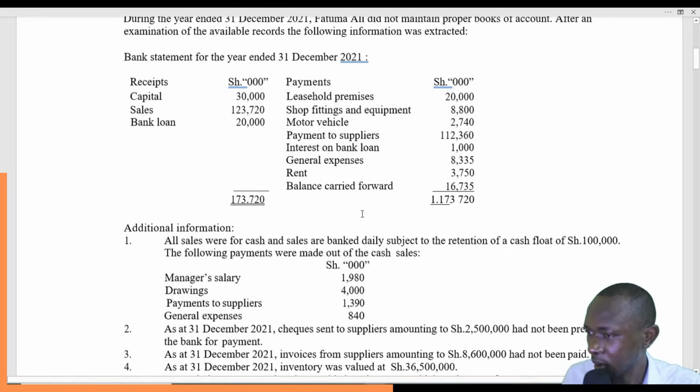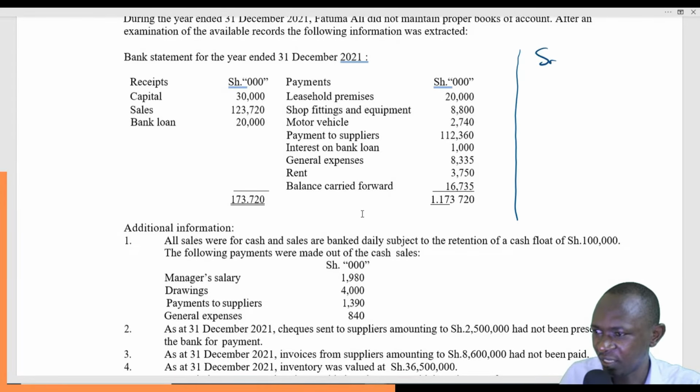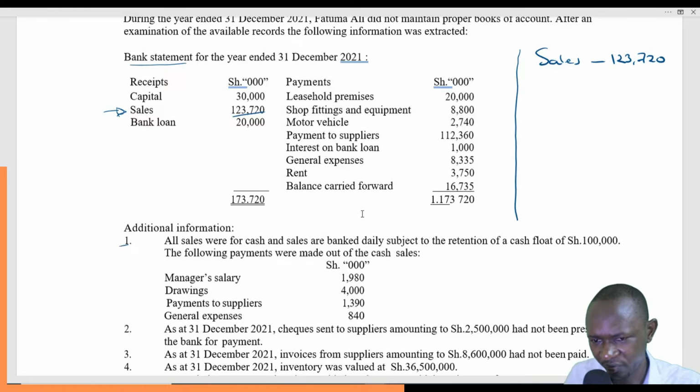So allow me to just do some simple workings here. We have sales, and this is the figure, 123,720. But this is a bank statement. This is what hit the bank account. But there is some additional information here, especially on number 1, which is quite tricky, that all sales were for cash.